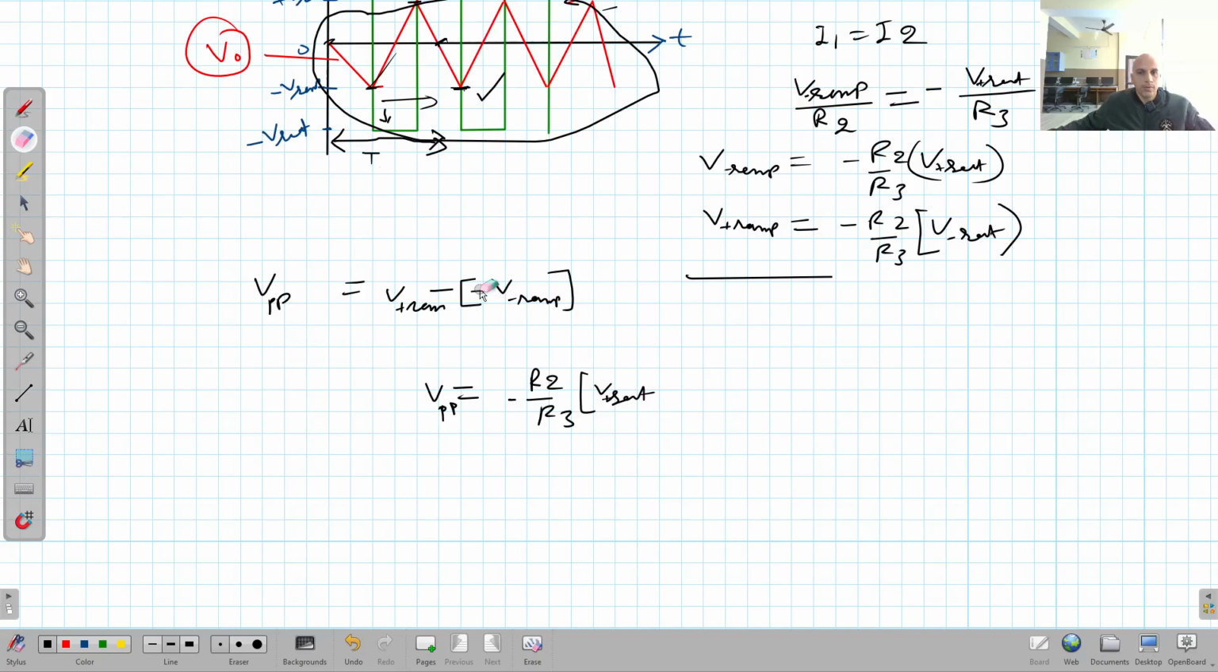So it will be now... no, it was right. I made a mistake, sorry for it. It will be negative. It was all right. So it will become this. Now this was one term. Minus minus becomes plus, into minus R2 upon R3 into V negative saturation.